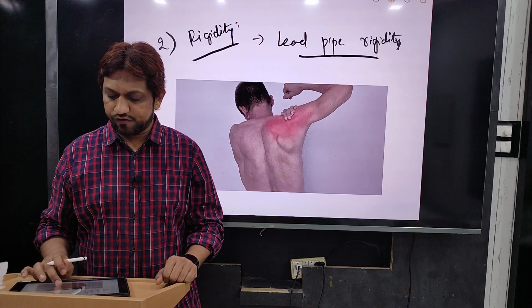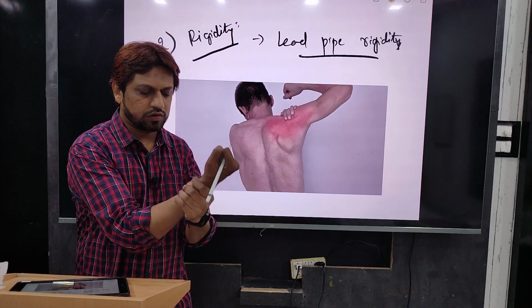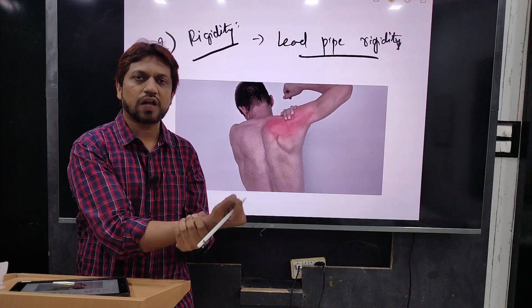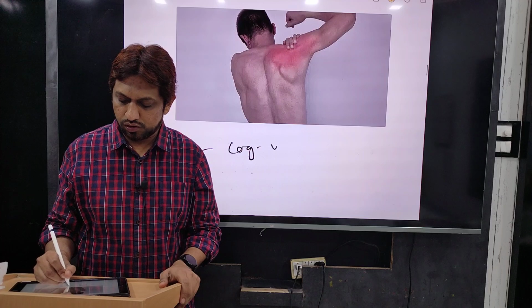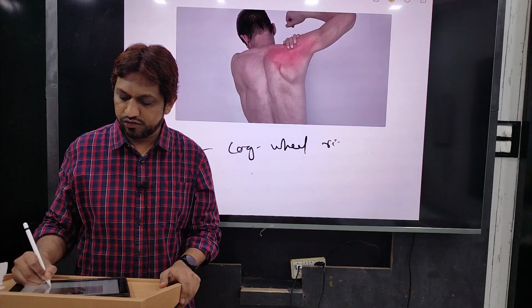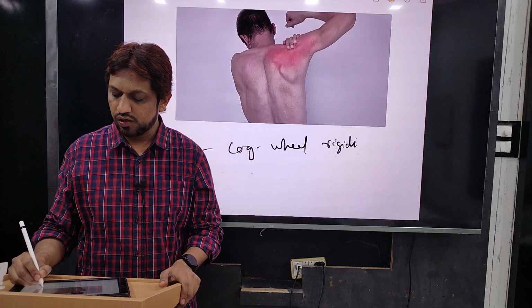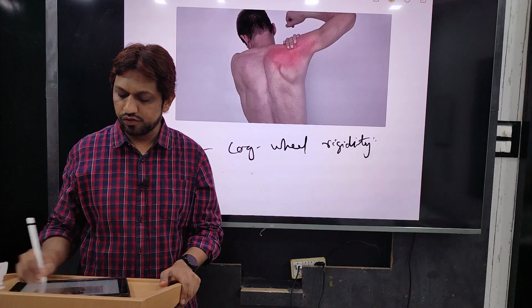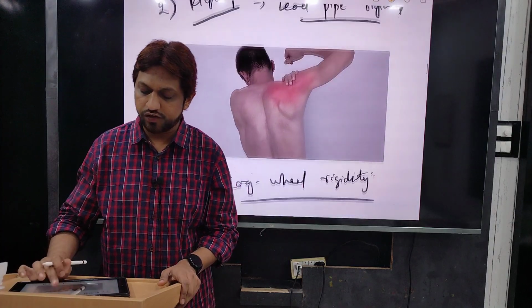If it is associated with tremors, you will find some sort of interruption like this, typically known as cogwheel rigidity. So lead pipe or cogwheel rigidity, that is rigidity plus tremors, is cogwheel rigidity. These are the motor symptoms of rigidity.